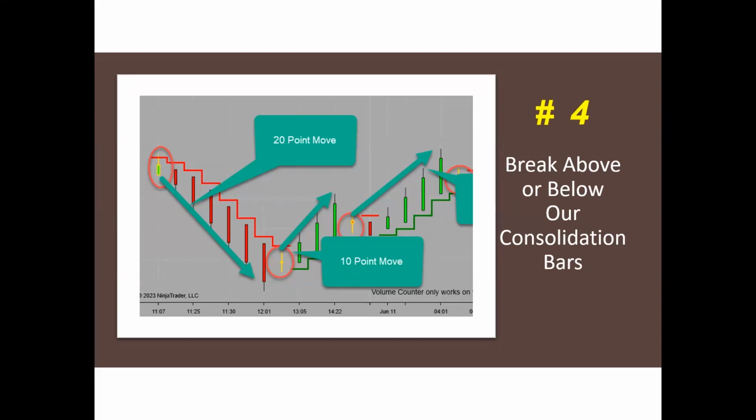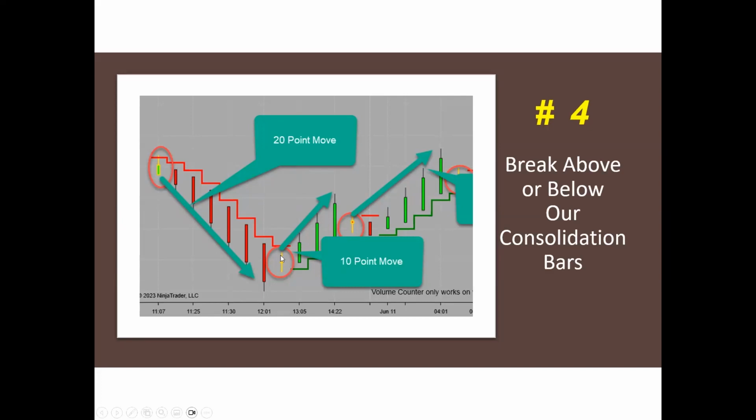On the left part of the screen is the consolidation bar. Again, that's the bar with the gold frame. We broke below that consolidation bar and moved down about 20 points.